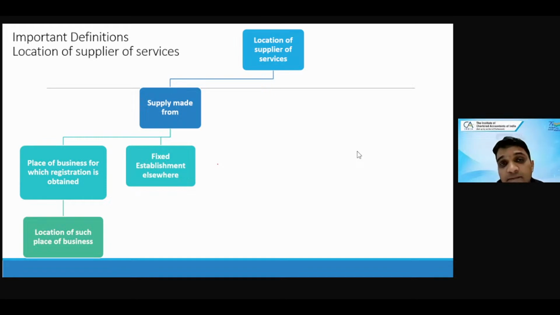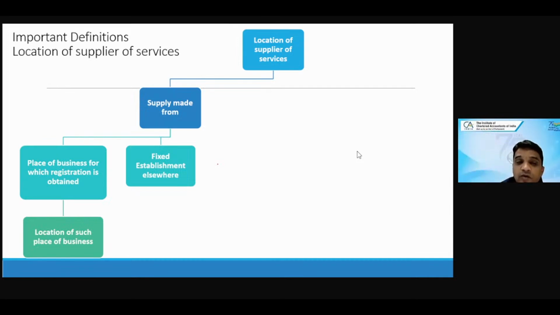If it is a fixed establishment elsewhere, where the person has taken registration but is providing services from a fixed establishment elsewhere. In my first example, he did not have a fixed establishment in Jaipur, so the location of supplier was Bangalore. Now, this person in Bangalore has another fixed establishment in Tamil Nadu, from where he is providing services. How is a fixed establishment determined? By having some permanent resources, a permanent structure that he is using on a permanent basis. That is called a fixed establishment.